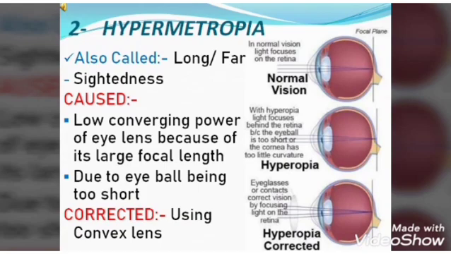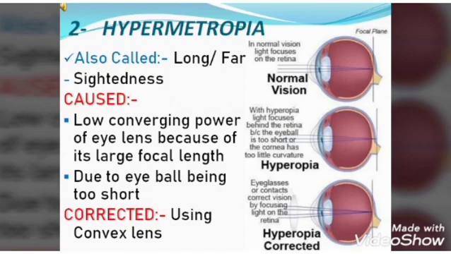Next we have hypermetropia, long-sightedness. That means you are able to see the far objects but unable to see the nearby object. It's just the opposite of myopia, and it is caused due to low converging power or large focal length, or due to the eyeball being too short. How can it be corrected? It can be corrected by using a convex lens.